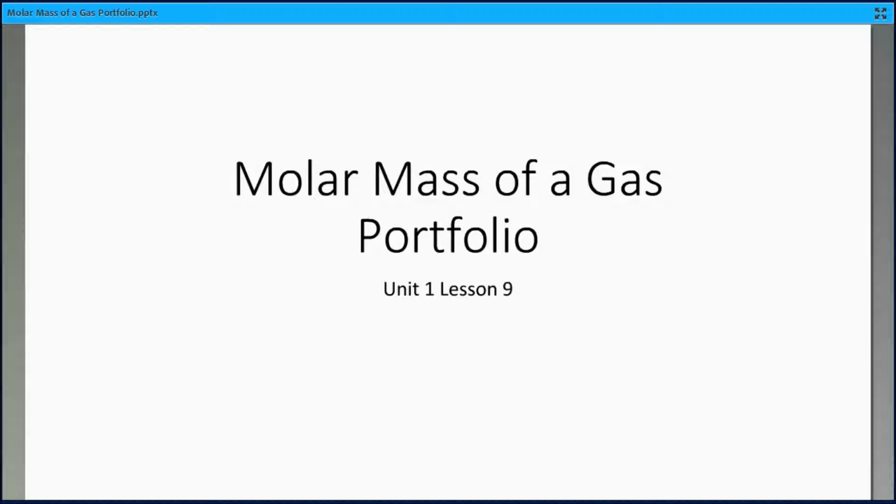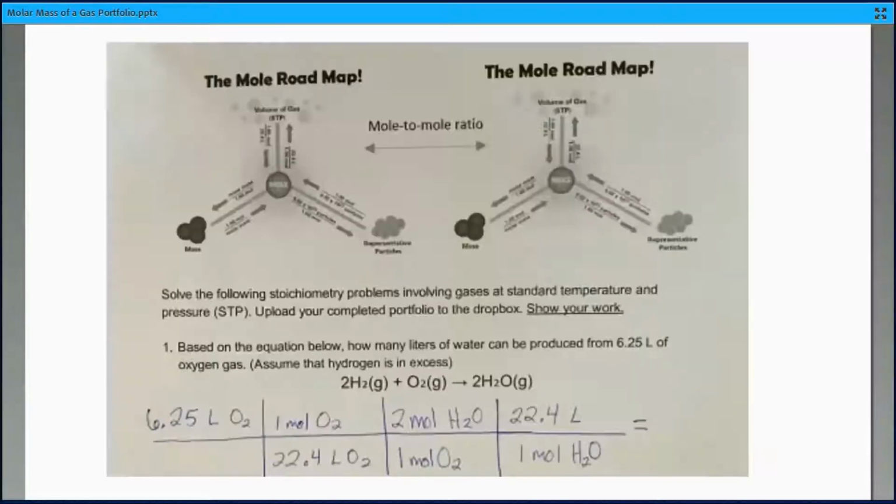Please notice that the numbers in my examples are different from the ones that you need to complete on your portfolio. This is simply to help you set up the problems and solve them correctly. Your numbers will be different. That's your disclaimer. Make sure you have a calculator and something to write with.